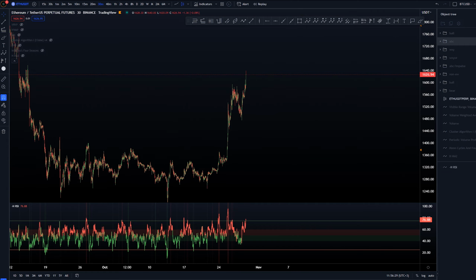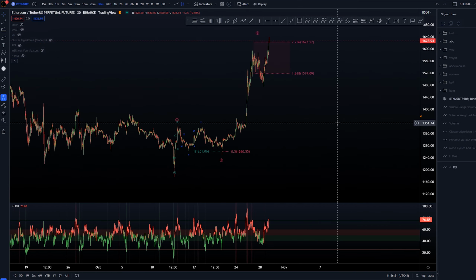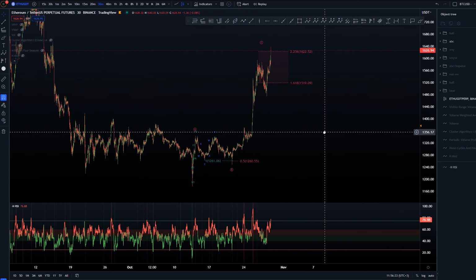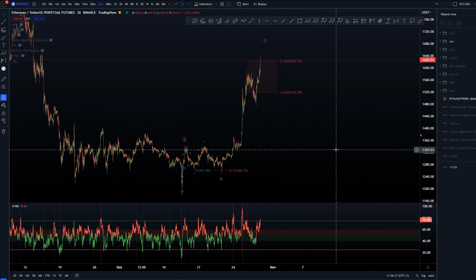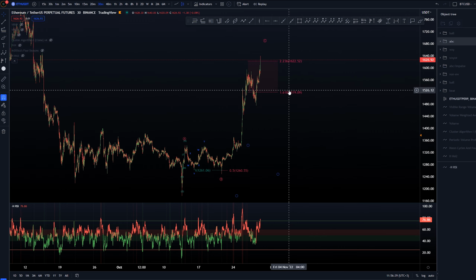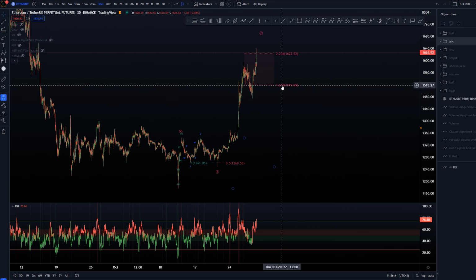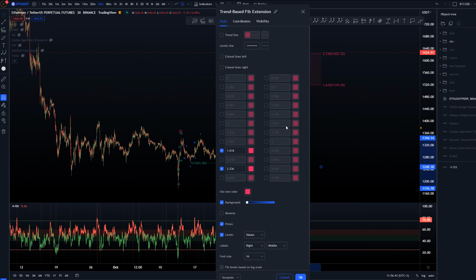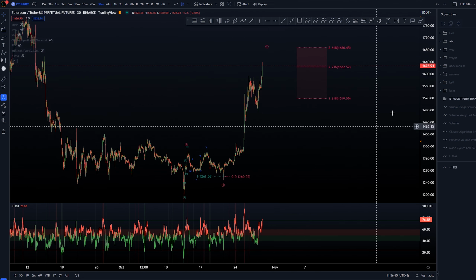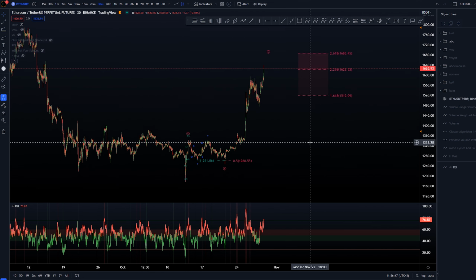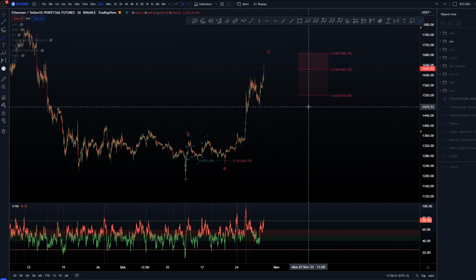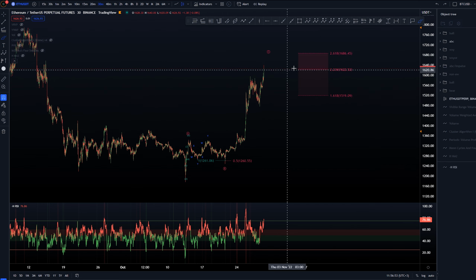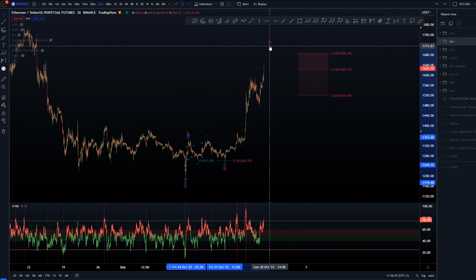Now let's get into these two different ideas. So we had the potential of having this as an ABC. I don't think this fits too well, just based on the extensions. We have gone beyond the 1.236 here, so again it is not that likely. However, it is still possible. I allow it to go to the 2.618 here on crypto, so that is something to definitely keep in mind.